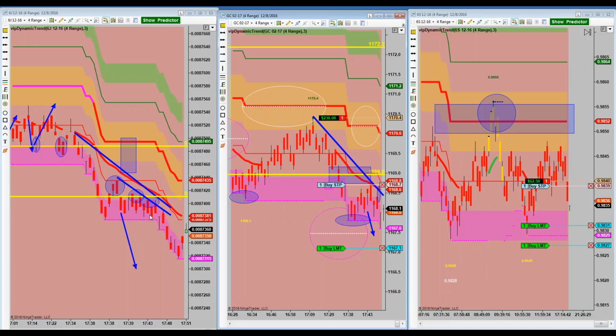Okay, we're out of our 6J. That was a nice little scalp there, right? You see that? The break didn't hurt you on that one. We knew it was heavy. It broke and gave you a pop. Okay?